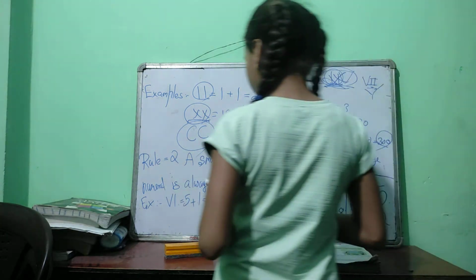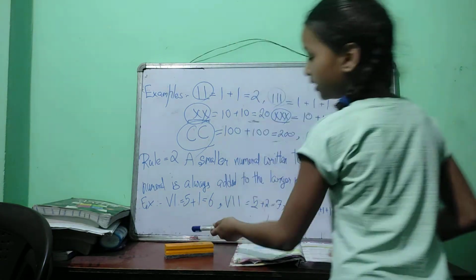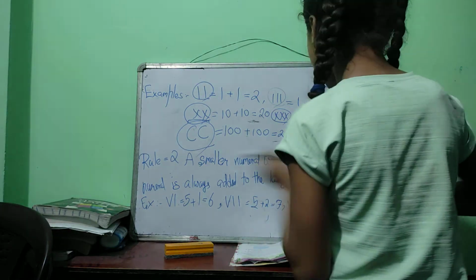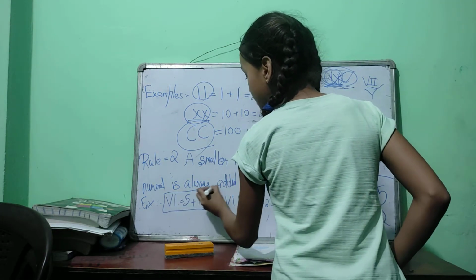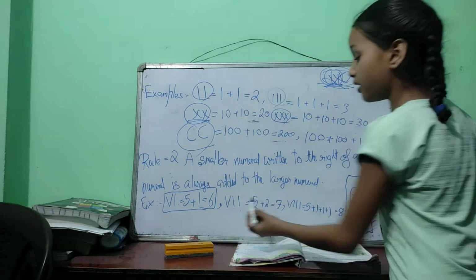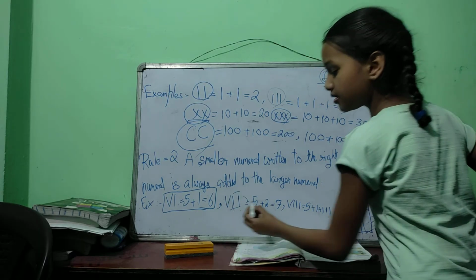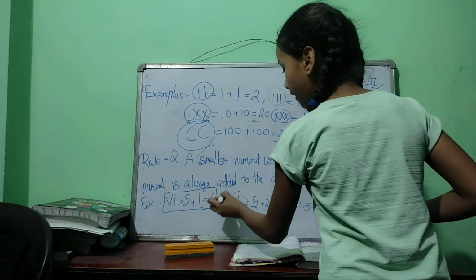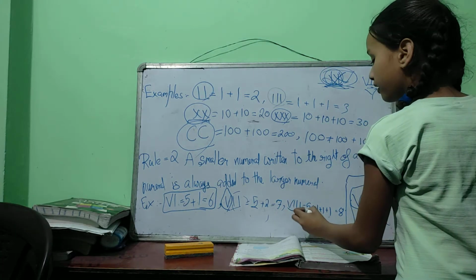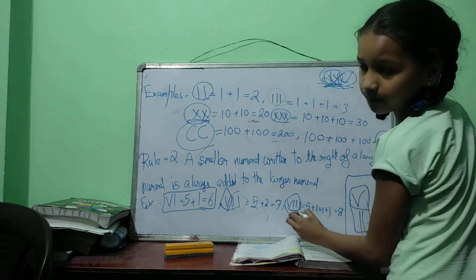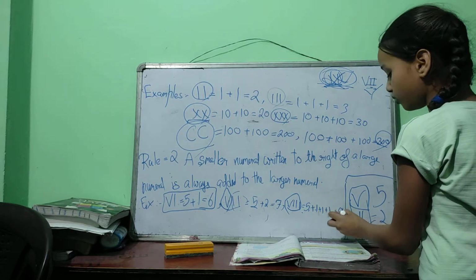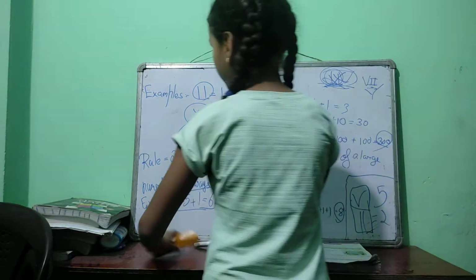Example number 1. VI is equal to 5 plus 1 is equal to 6. V plus 1 plus 1, these both digits are 2 and 5. V is 5, then 5 plus 2 is equal to 7. This is 5 plus 3. 5 plus 1 plus 1 plus 1 is equal to 8. Did you understand the concept?